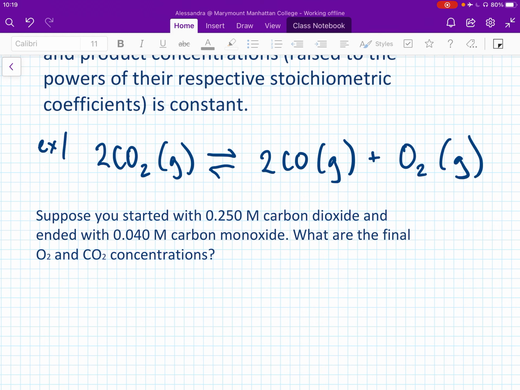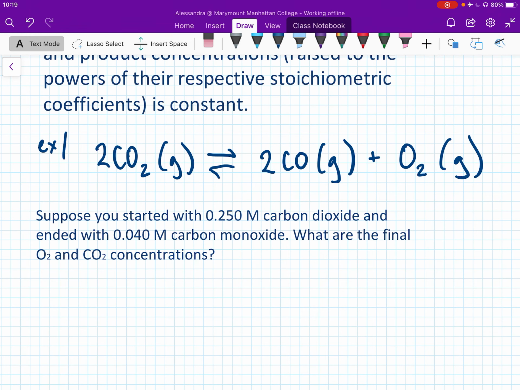Now, suppose you started with a concentration of 0.250 molar CO2 and you ended with a concentration of 0.040 molar carbon monoxide, CO. From that information, can you figure out the final O2 and CO2 concentrations? Okay, so we should be able to do this. Just thinking back even to what we learned a long time ago about stoichiometry.